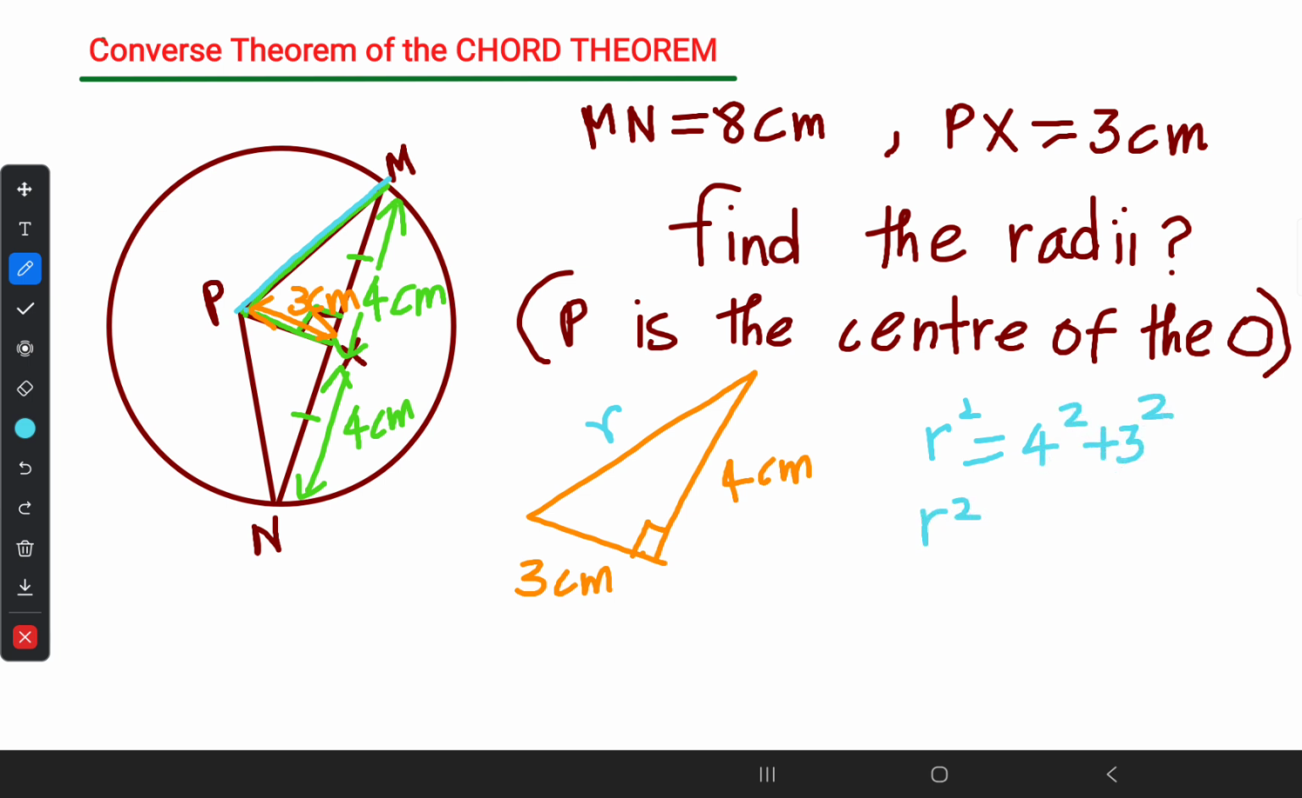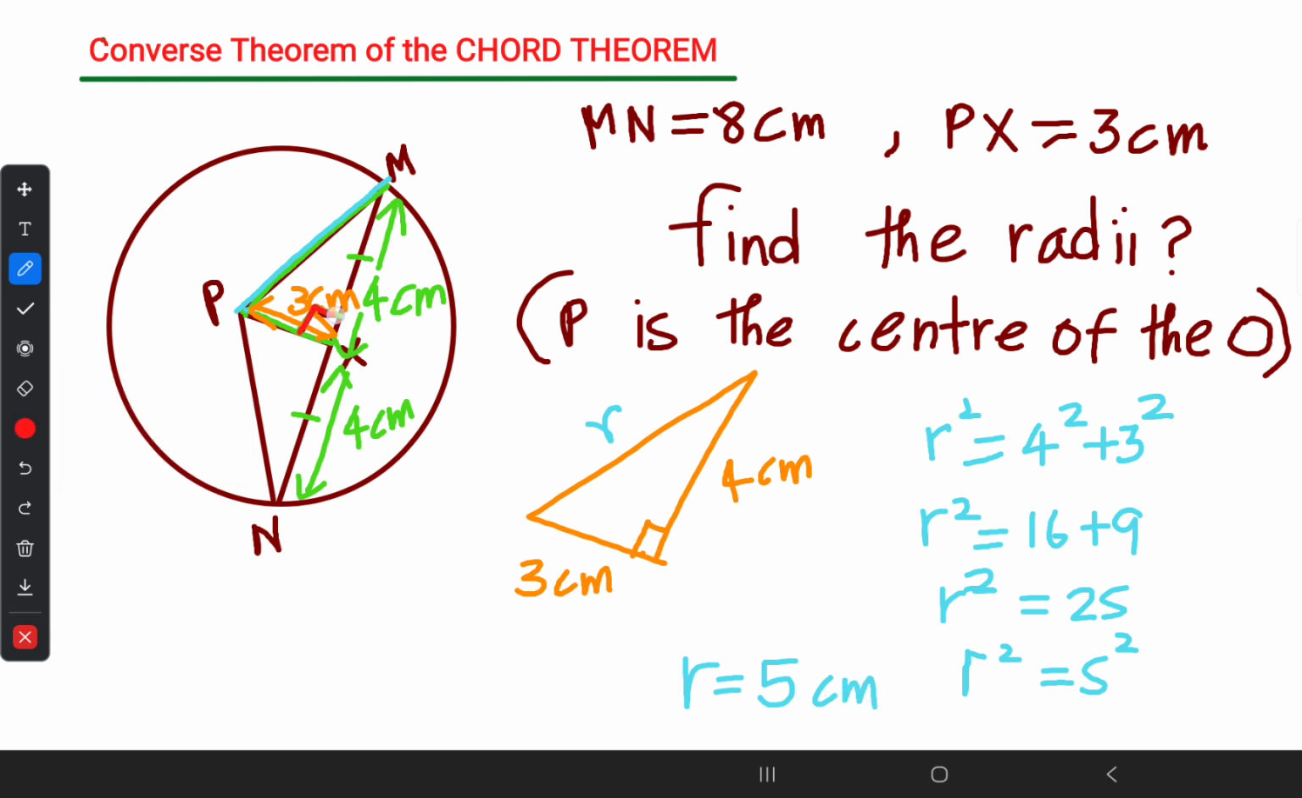R square remains 4 square is 16 plus 3 square is 9. R square is 25. I can write 25 as 5 square. From that you can find the radius of the circle as 5 centimeters. As simple as that. I'll repeat once more from the beginning.